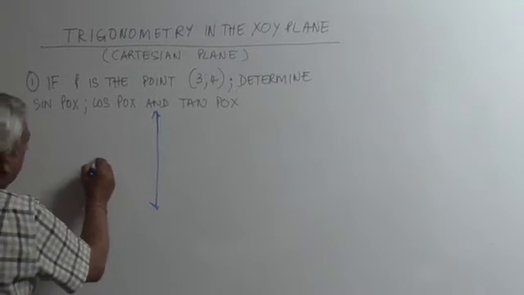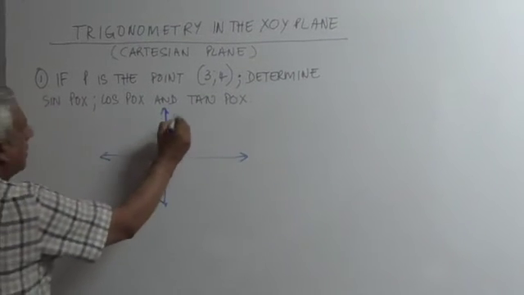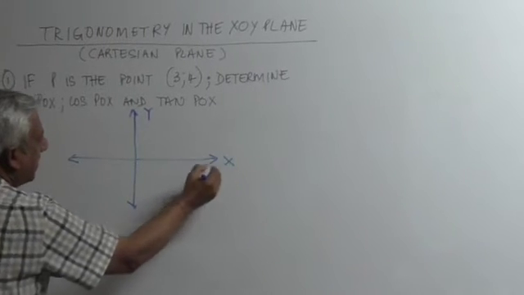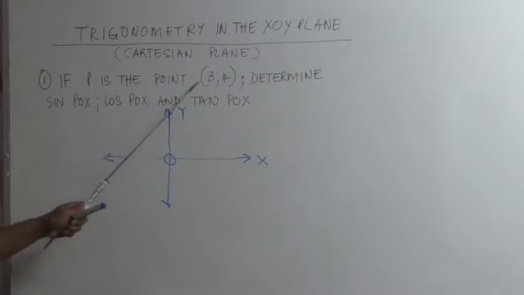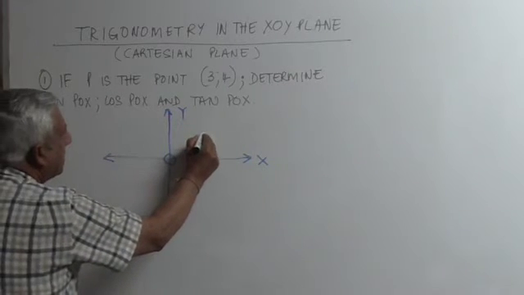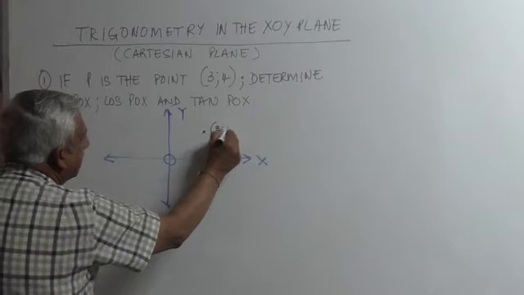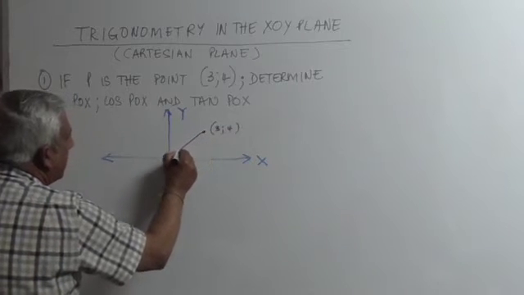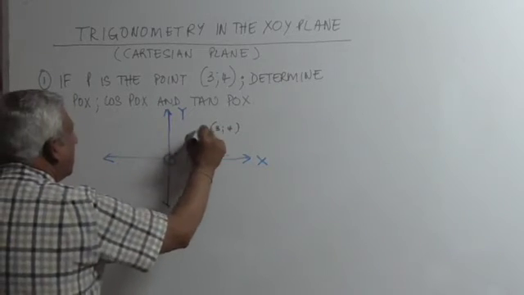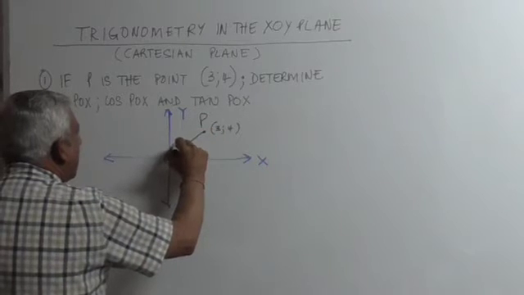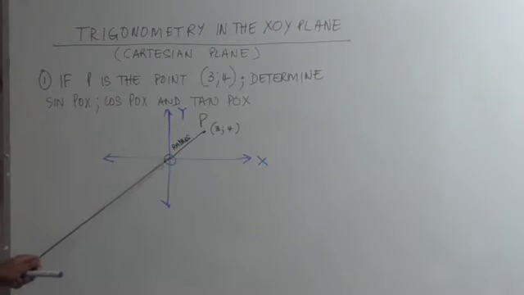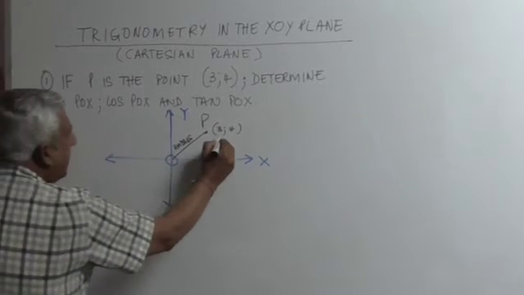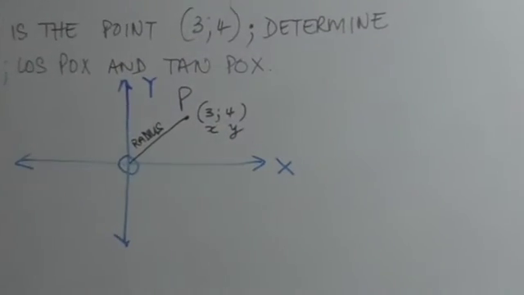So there you have your y-axis, there you have your x-axis and your origin. Then you are told that P is the point (3, 4). Therefore, (3, 4) should be somewhere here. And you can draw this line, which is now actually called a radius, OP. So there's 3. Now the 3 is actually x and the 4 is actually y.